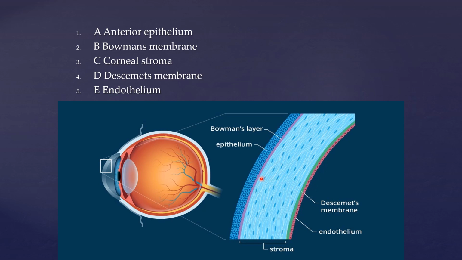In recent past, another layer has been identified which is present in front of Descemet's membrane, and it is called pre-Descemet's layer or Dua's layer. It was published first time in 2013.